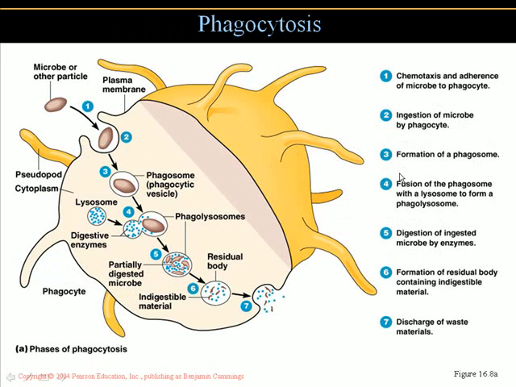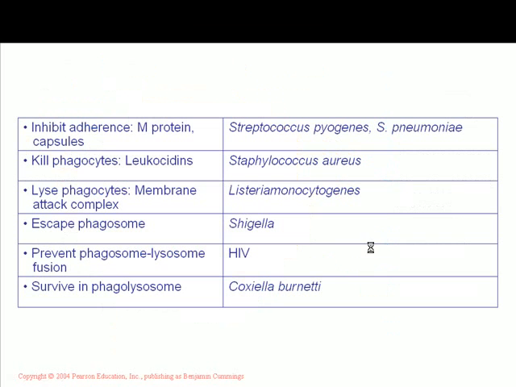You see a process by which the phagosome is formed. Fusion of the phagosome with lysosomes forms a phagolysosome. You see digestion of the ingested microbe by enzymes. You then see the formation of what's referred to as a residual body containing undigestible material, and then you see the discharge of waste material, a process of exocytosis. Remember, early on, step 1 is referred to as endocytosis, the bringing in of the organism, and then the release is by exocytosis. You should be familiar with these steps involved in phagocytosis.